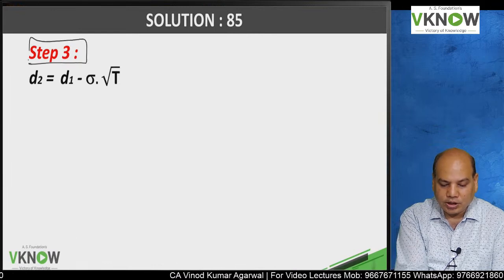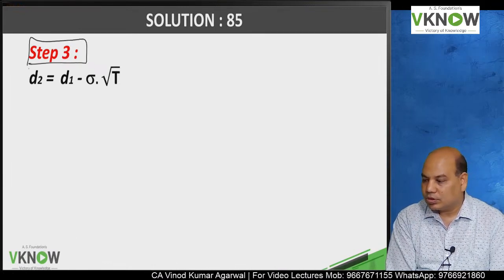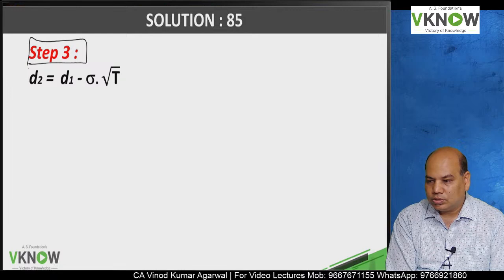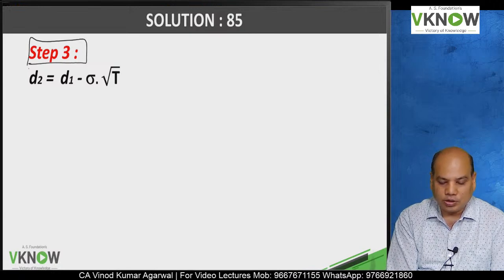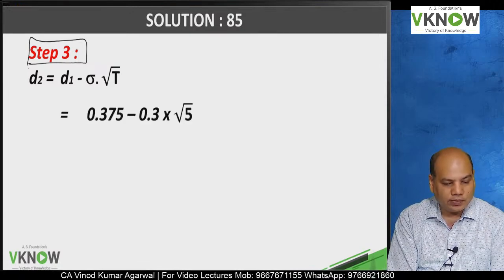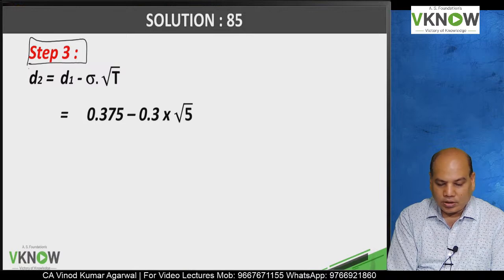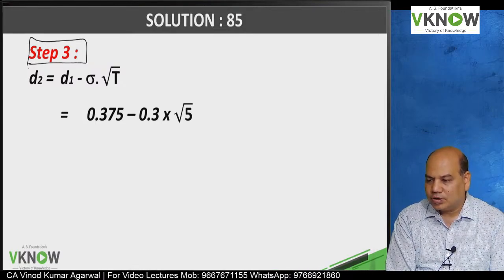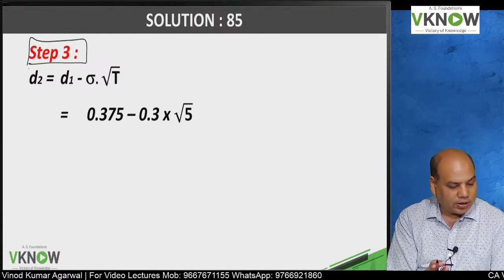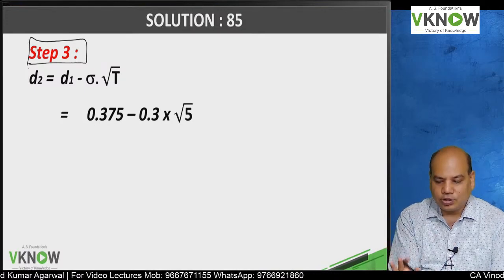Now step 3, write down D2 equal to D1 minus sigma into under root T. Black and Scholes model we have done in your batch. Those who have not done will please first read Black and Scholes model, then come to this question. Otherwise you will not get anything.